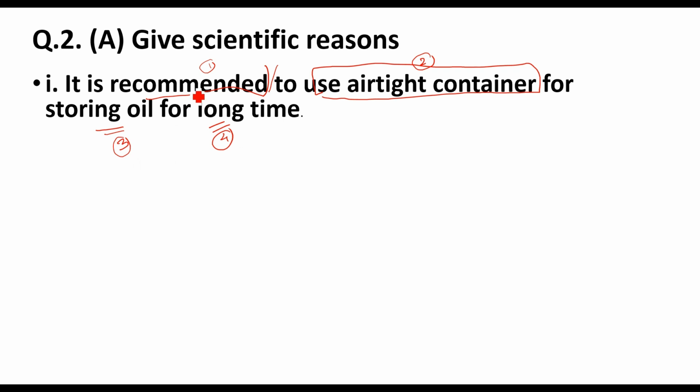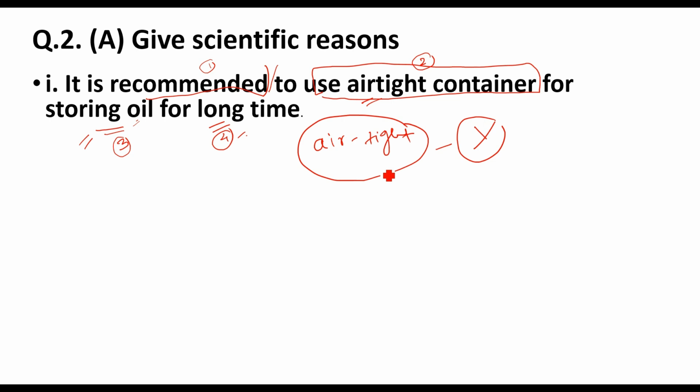Now what is the question? Why is an airtight container recommended, especially for storing oil for a long time? Then what is our focus area? Our focus area is the airtight container. So what is there in an airtight container? We know that an airtight container means we block the air. So airtight container gives me the hint: block the air. Then you should know why we should block the air.